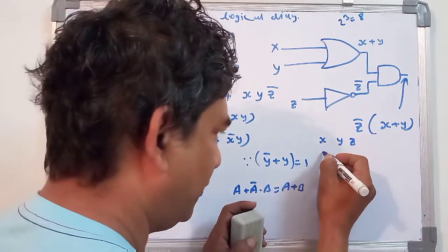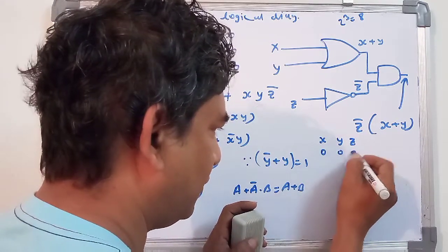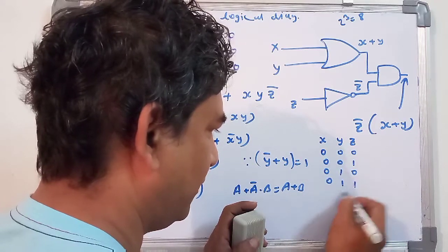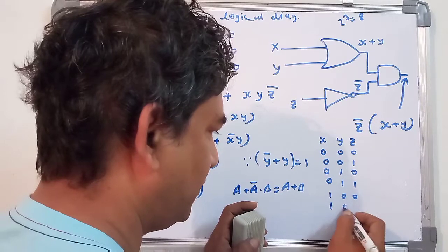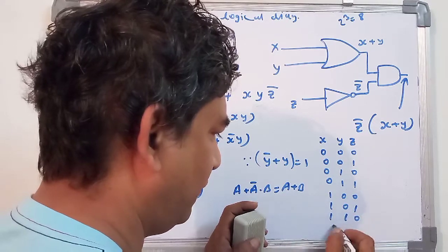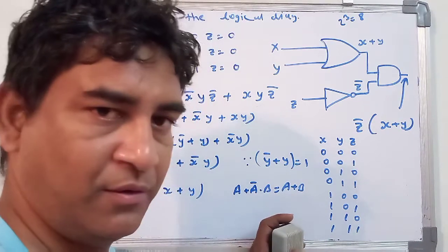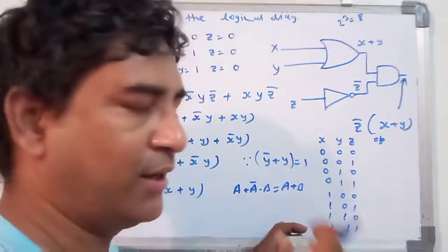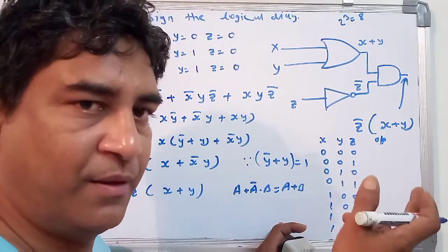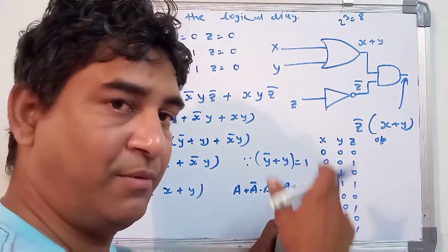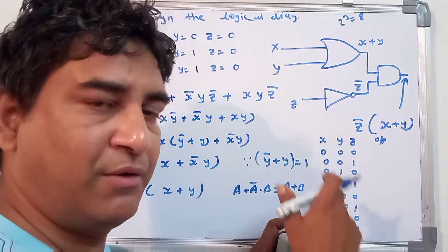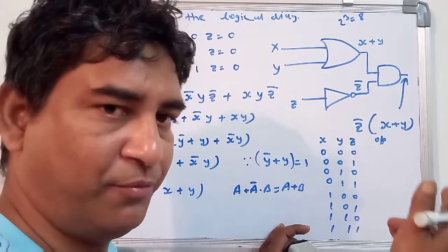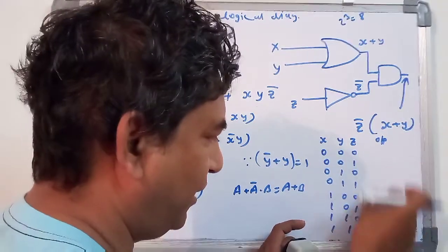Okay. So you will write down 0 0 0, 0 0 1, 0 1 0, 0 1 1, 1 0 0, 1 0 1, 1 1 0, 1 1 1. Okay, students. So at this output, you may get one value. It is very simple. You just have to insert the values for x, y, and z in this equation, and you will obtain the output. That output has to be written here.